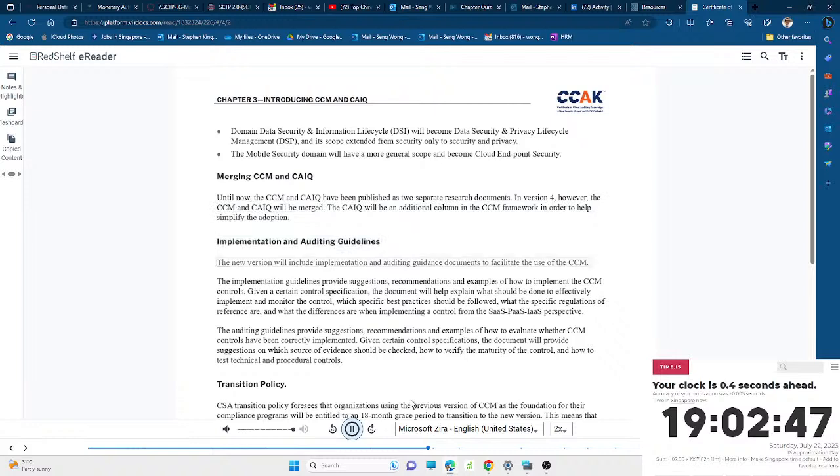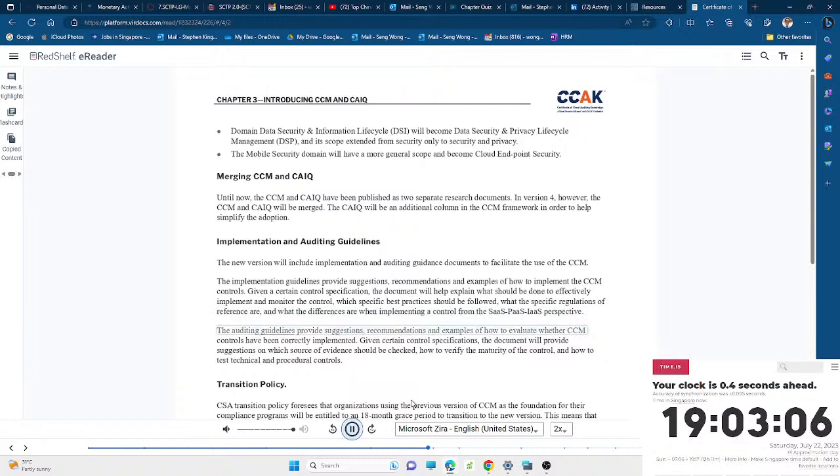Implementation and Auditing Guidelines. The new version will include implementation and auditing guidance documents to facilitate the use of the CCM. The implementation guidelines provide suggestions, recommendations, and examples of how to implement the CCM controls. Given a certain control specification, the document will help explain what should be done to effectively implement and monitor the control, which specific best practices should be followed, what the specific regulations of reference are, and what the differences are when implementing a control from the SOS/POS/IOS perspective.